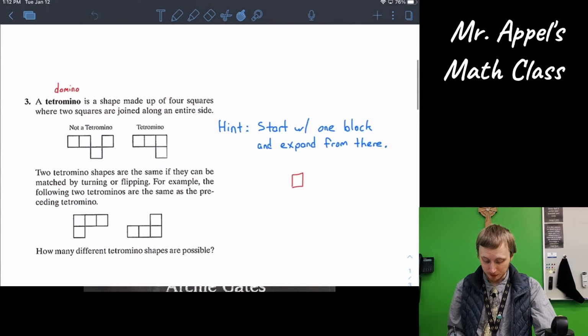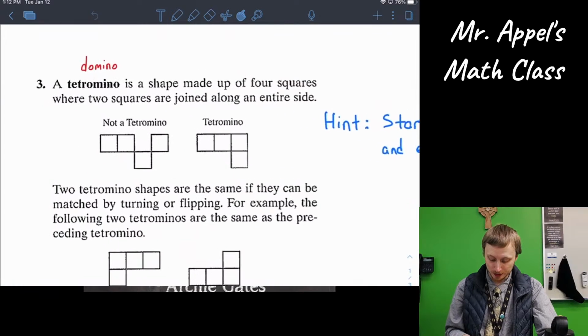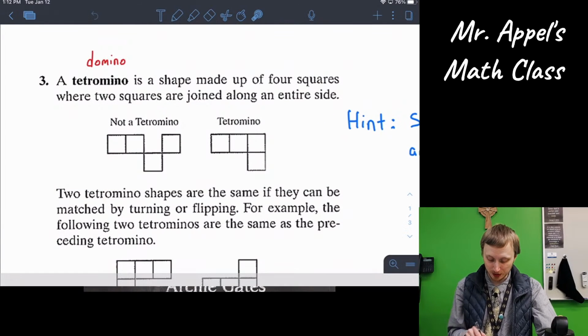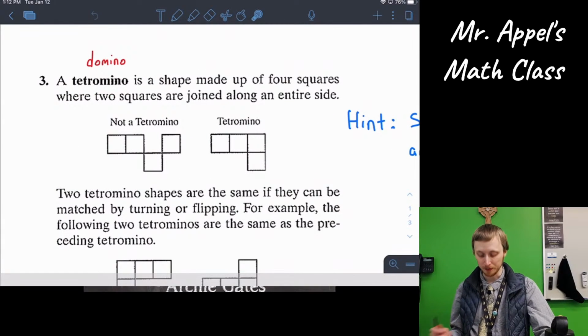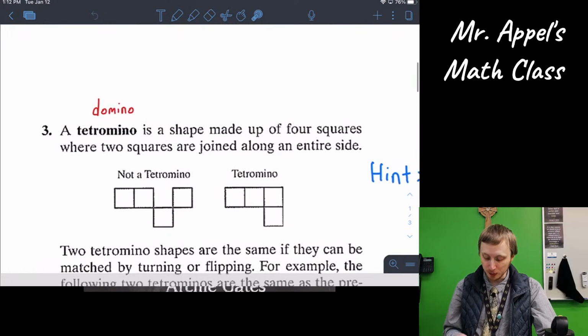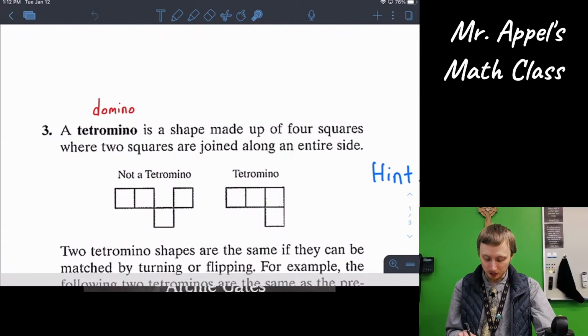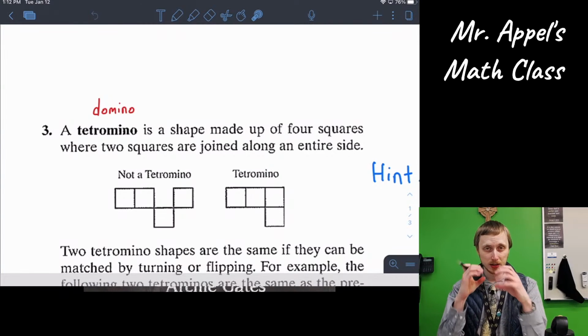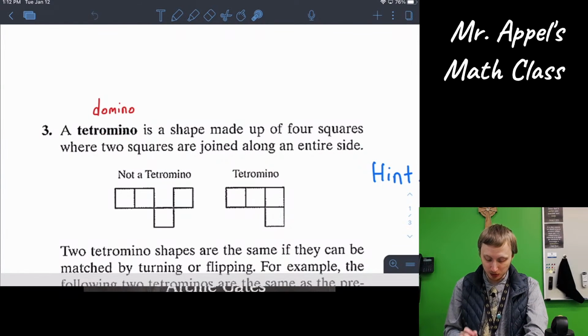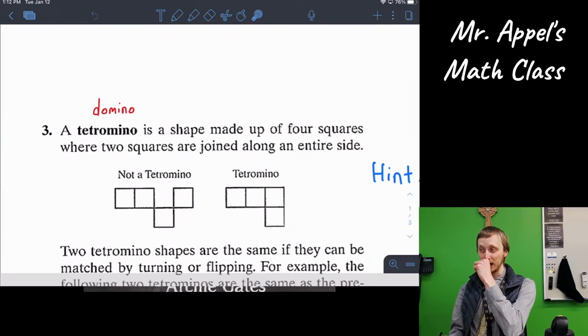Next up, number 3 deals with a tetromino. Oh, I love tetrominos. You may be more familiar with the dominoes, right? 2 squares side by side. So a tetromino is 4 squares all connected together.